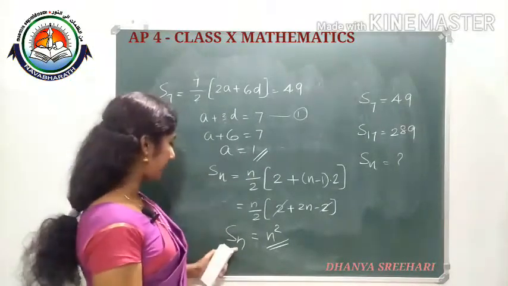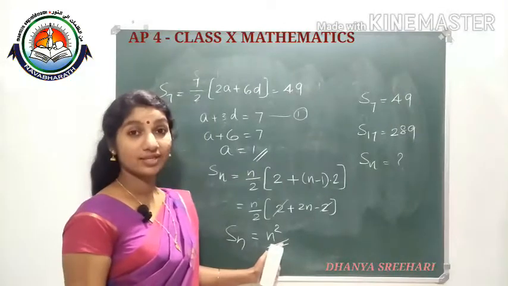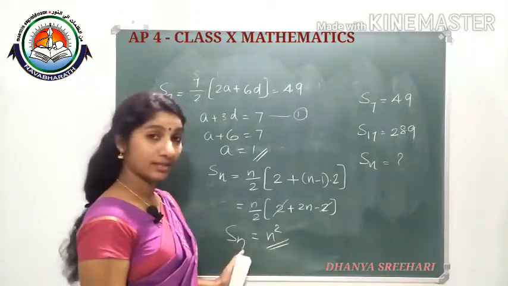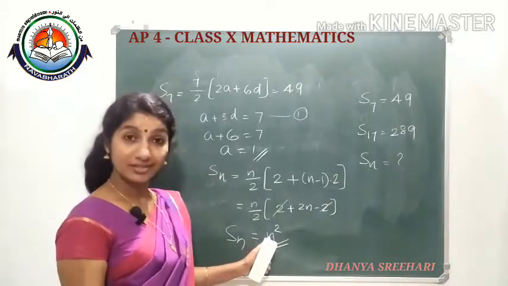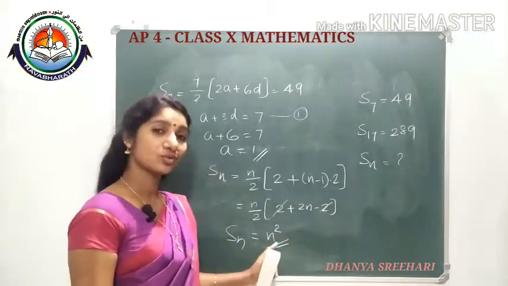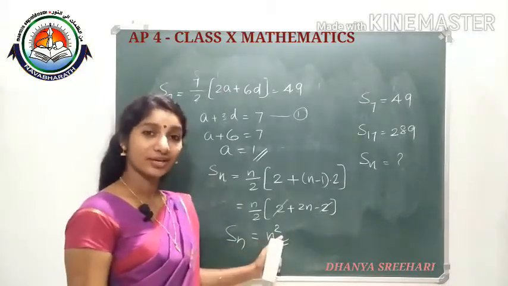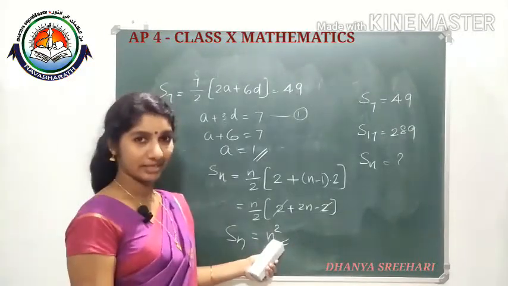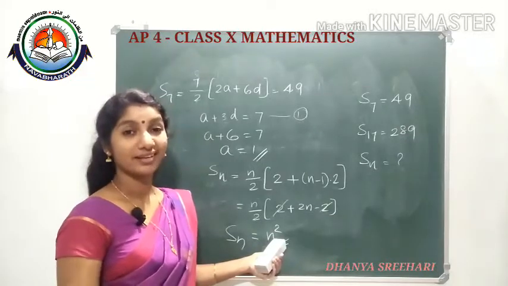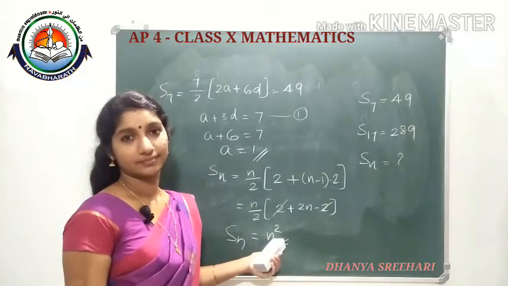Clear? So what will come first? Sn equal to n square is the general form. What is S1 then? Sum of one term: 1 square. S2 means 2 square. S3 means 3 square. S10 means 10 square. Like this, the general form is given, so we will be able to find any term's sum. Okay.